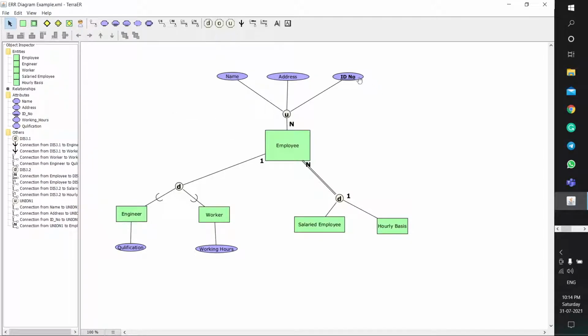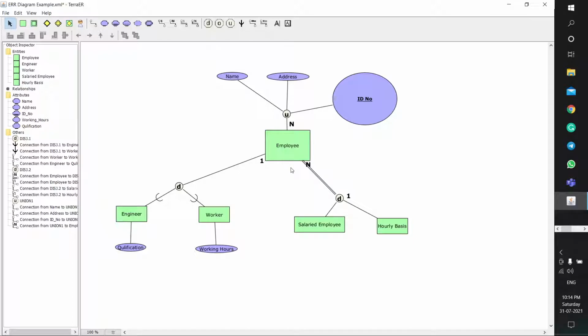So name, address, ID number. So this is a key attribute, guys. Key attribute is a thing which has a unique identity. So ID number will be different for every individual employee, right? So ID number is a key attribute, and those others are the normal attributes. So key attribute and then the normal attributes, and then the union will represent that name, address and ID number will be there for n employees.